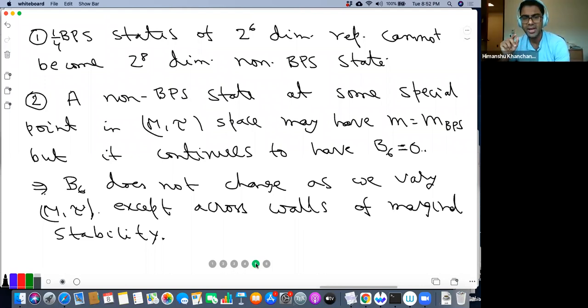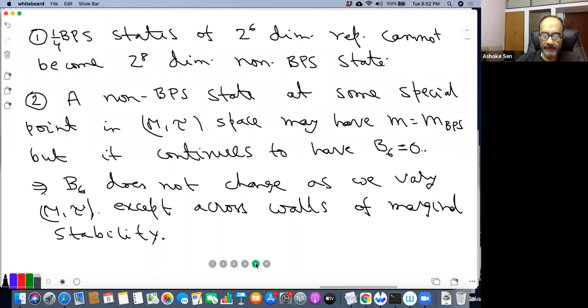Also, one more question. H was the z component of the angular momentum in 4 dimensions, right? That's right. Yes. Okay. Thanks.